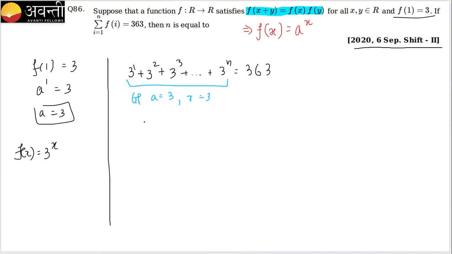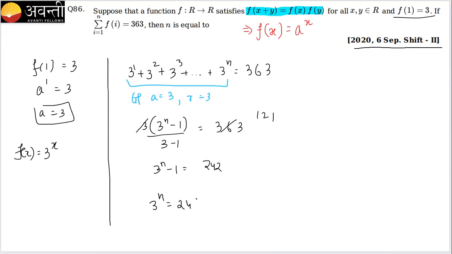So that means, what is the sum of the GP formula? Sum of the GP formula is a into r raised to n minus 1 upon 3 minus 1 is equal to 363. I can cancel this and I can write 121. So I'll get 3 raised to n minus 1 as 121. 3 minus 1 is 2, 2 into 2, 242. 3 raised to n is basically 243. That means n is equal to, which I can write as 3 raised to 5, right? So n equals 5.